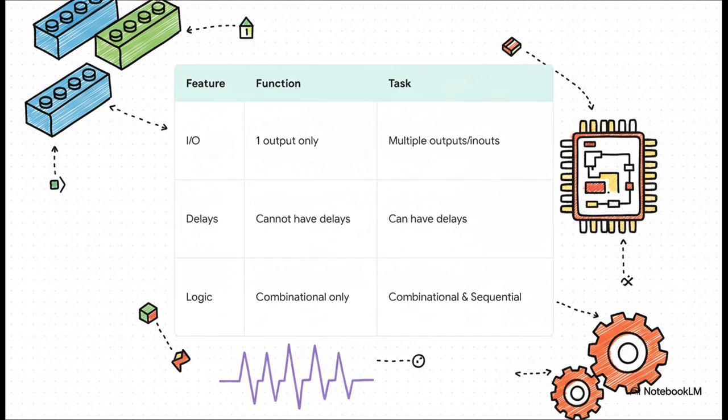A task, on the other hand, is the powerhouse. It can have any number of inputs or outputs, and it can contain time delays. This allows tasks to model much more complex sequences of operations.